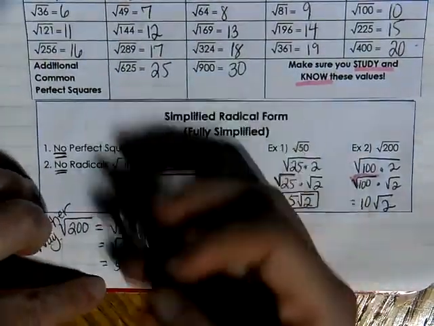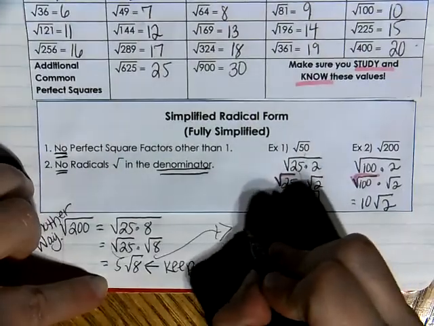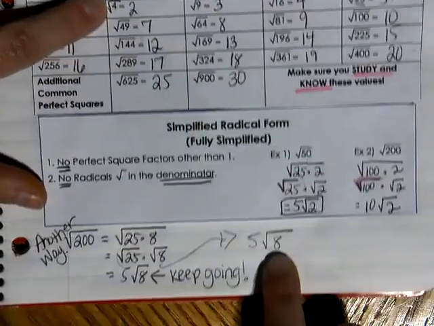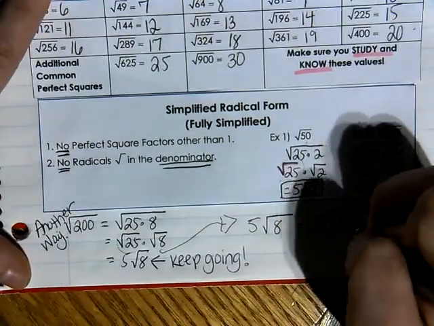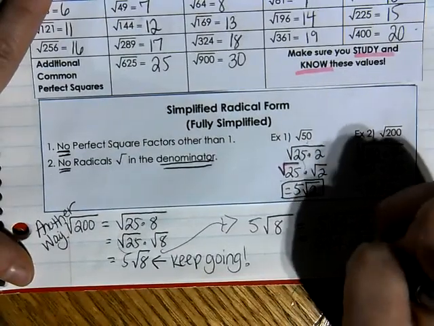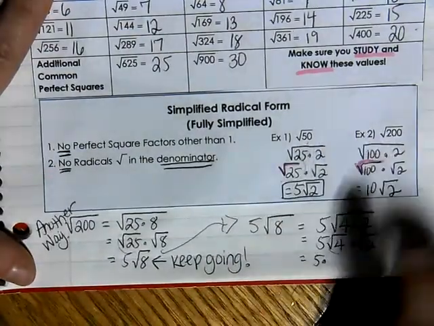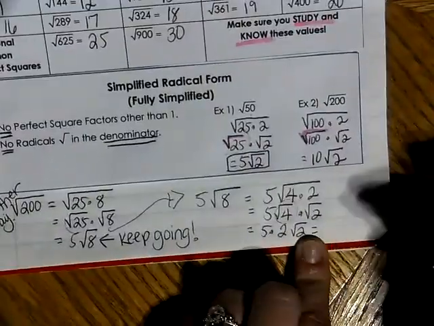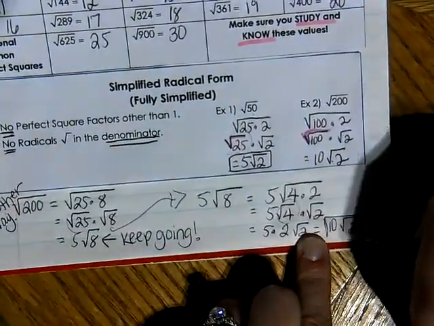So we keep going. I have 5 times the square root of 8. And I know 8 is 4 times 2. So I'm going to rewrite this as 5 times the square root of 4 times 2. So that is 5 times the square root of 4 times the square root of 2. The square root of 4 becomes 2, so this is 5 times 2 times the square root of 2. And 5 times 2 is 10 square roots of 2. I still end up with the exact same answer.